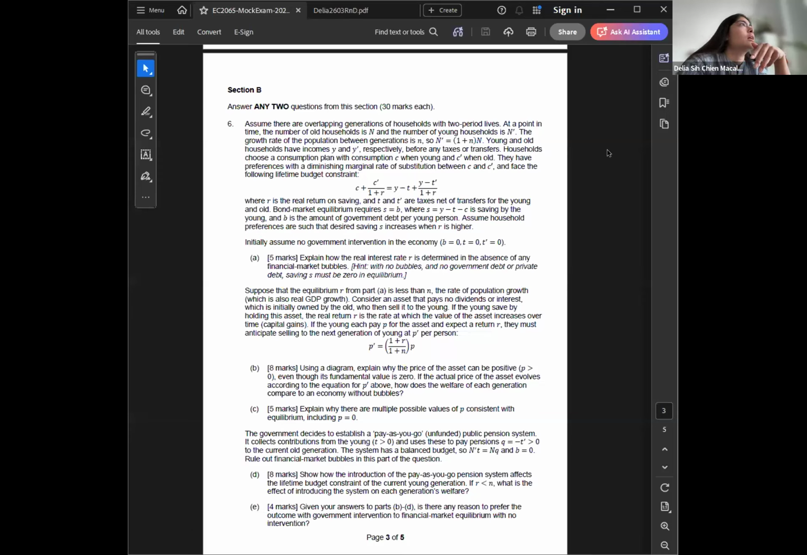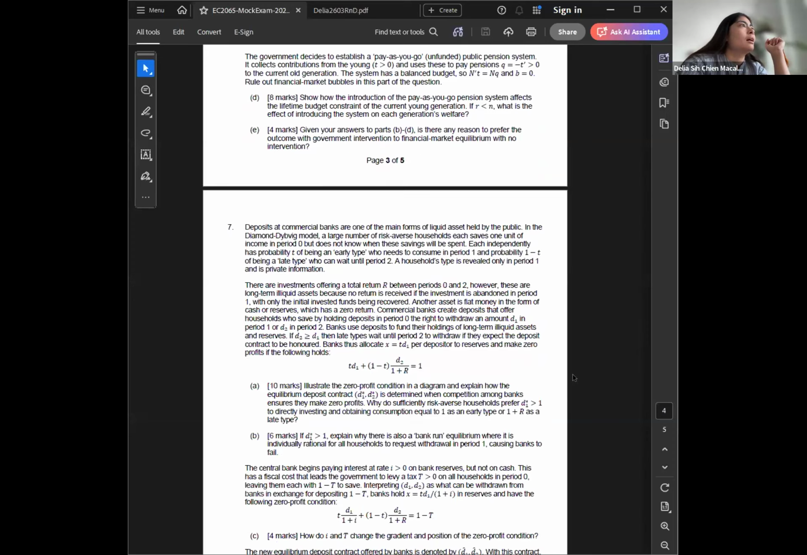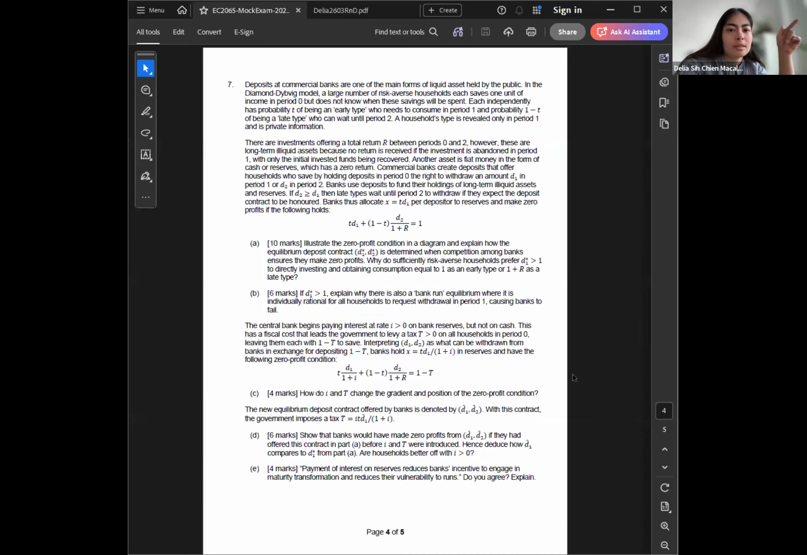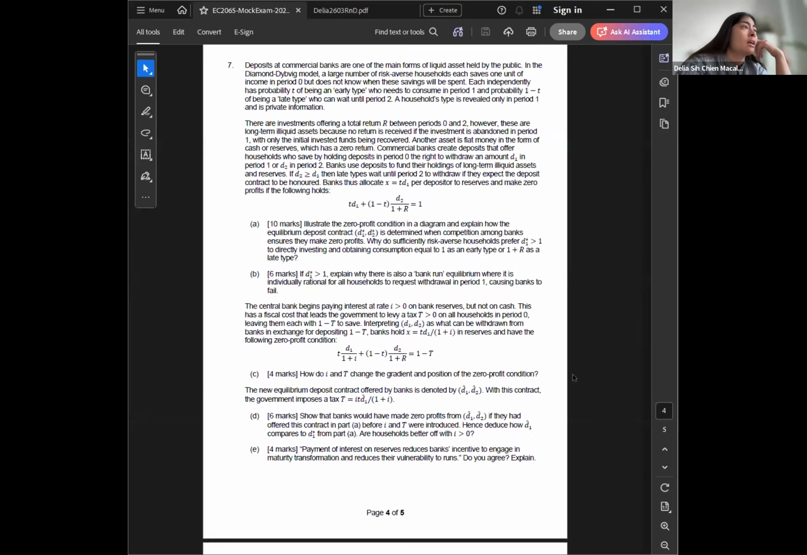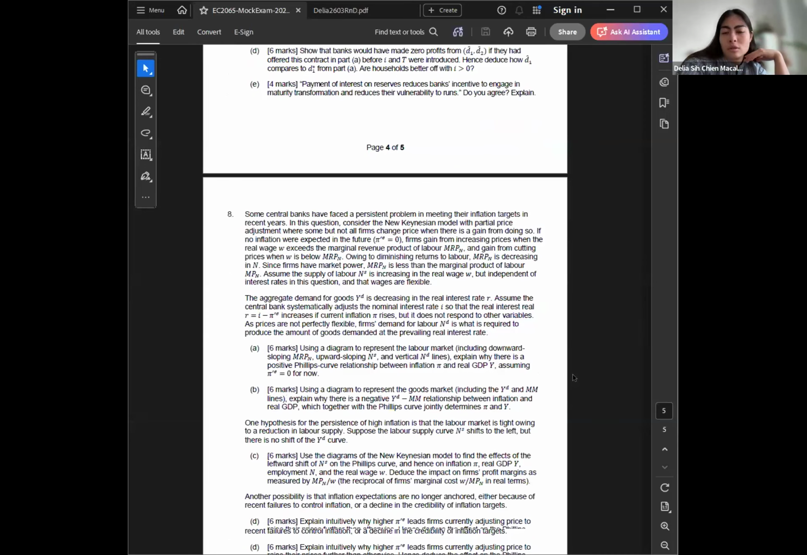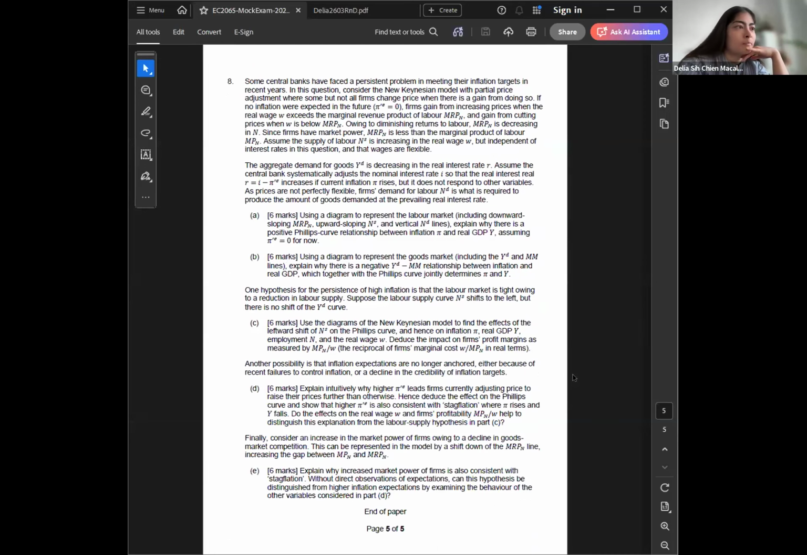For example, here we have an OLG question that varies quite a bit. Then we have a diamond deep model. This is the question we'll do together today. And then a question on the Newtonian model.